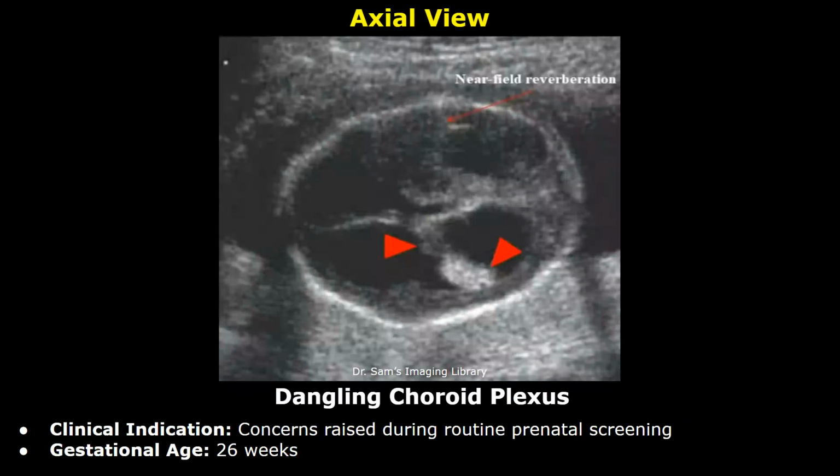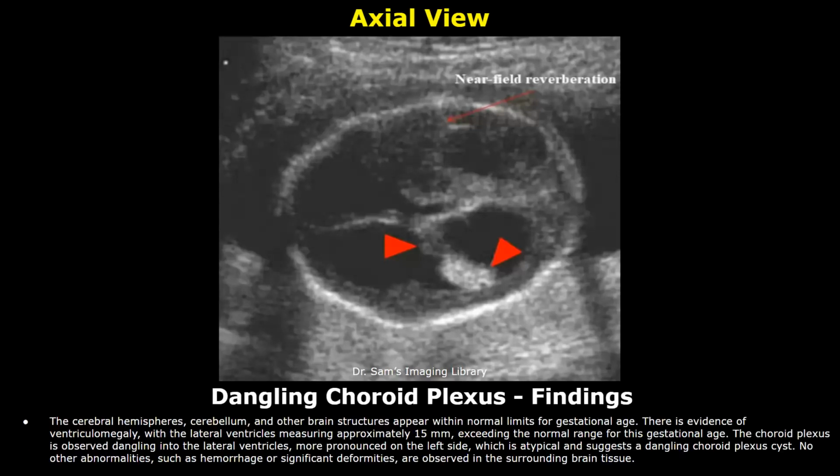Here we have a report for dangling choroid plexus. Clinical indication: concerns raised during routine prenatal screening. Gestational age 26 weeks. These are the findings. The cerebral hemispheres, cerebellum, and other brain structures appear within normal limits for gestational age.